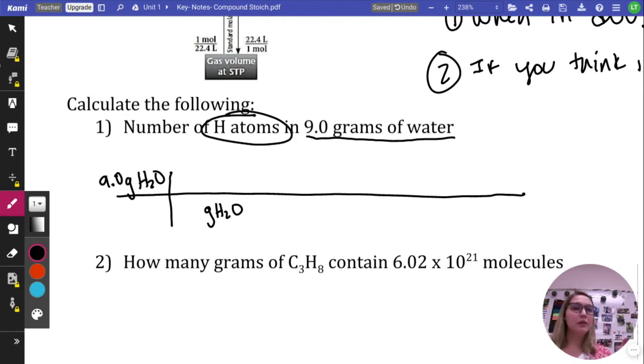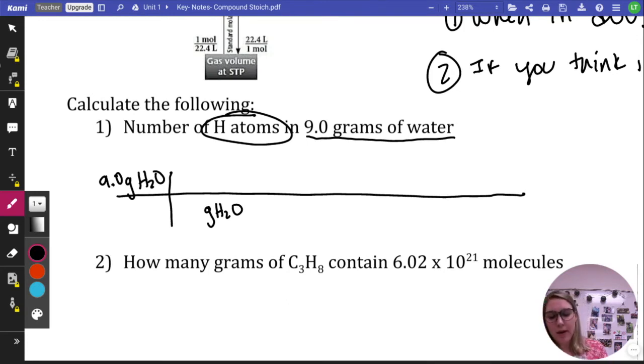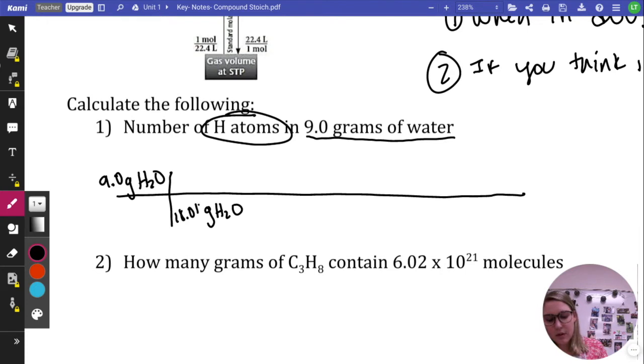Now you're like, okay, what do I do now? Remember my phrase, when in doubt, moles it out. So we want to get to moles. Anytime we have grams, in order to get to moles, we have to use our molar mass. Look at your periodic table and add up all of the masses: the mass of hydrogen times 2 plus the mass of oxygen to get your molar mass of water. I got that my molar mass is 18.016 grams of water, and my molar mass is always equal to 1 mole. That's 1 mole of water.